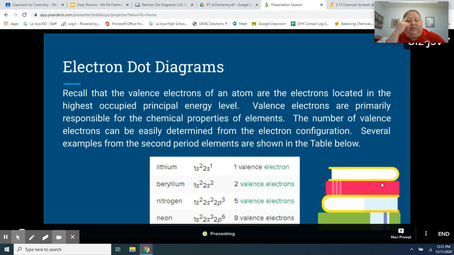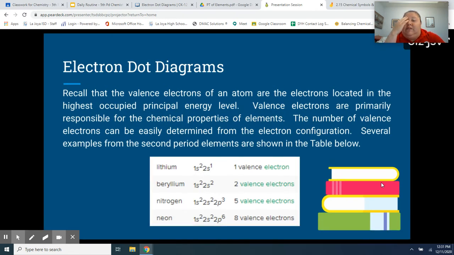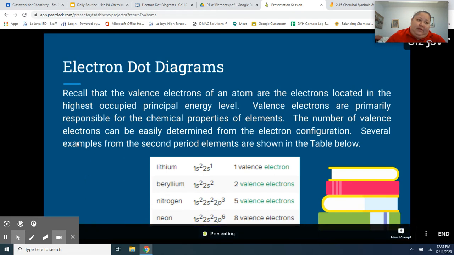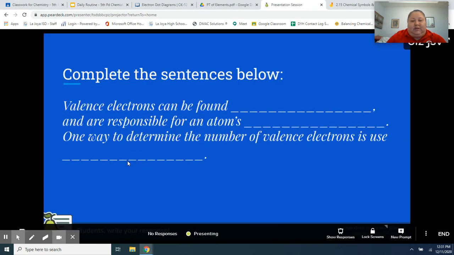What's one way to determine how many valence electrons? According to this, from the electron configuration. There it is, from the electron configuration. Okay. Any questions on that one?